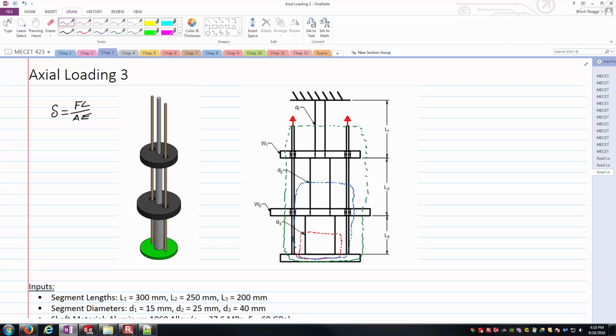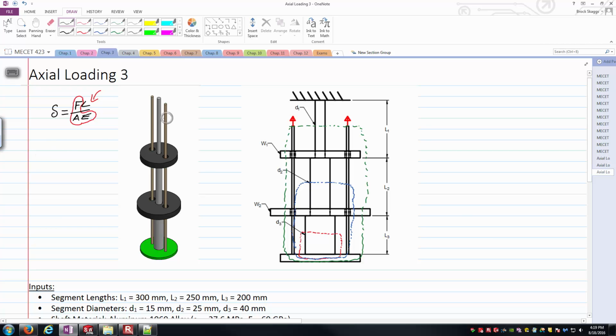One of the caveats you have to watch out for with this equation is that these three values, the F, the A, and the E, all have to be constant in whatever length we're considering. In this case, we can't just take the length as the overall length of the shaft, because you can see the A is going to be changing, as well as the F. So what do we do? Well, we use superposition.